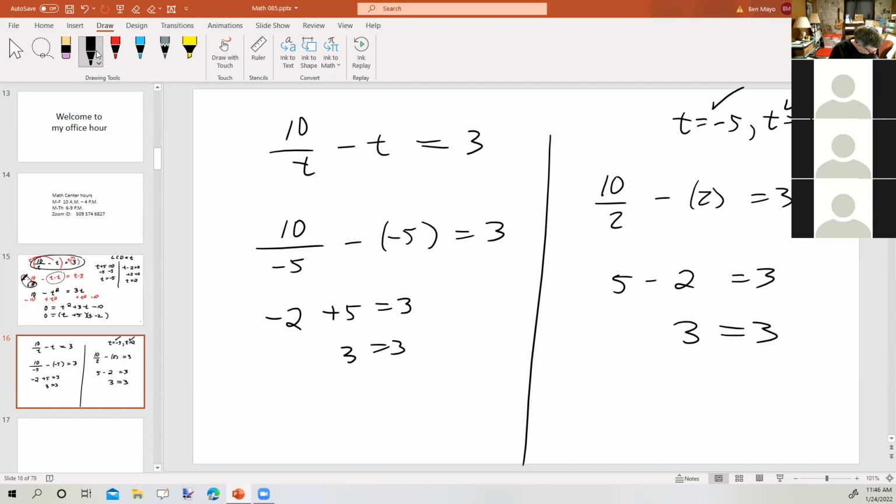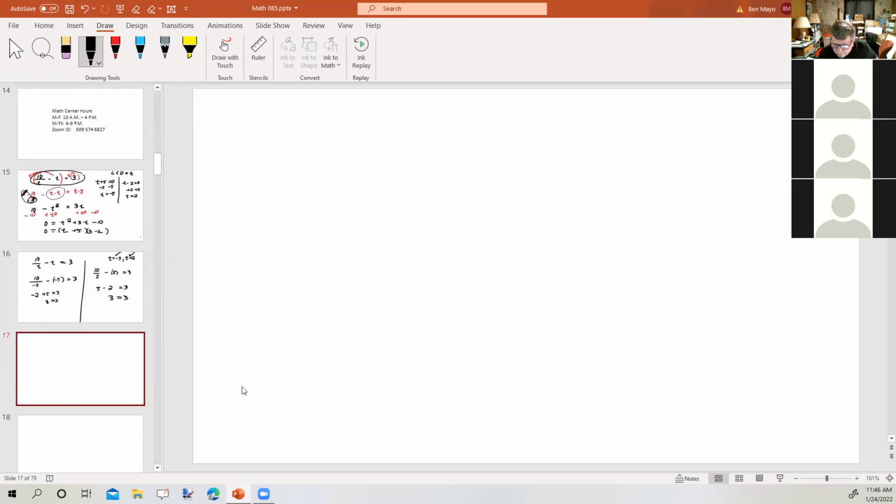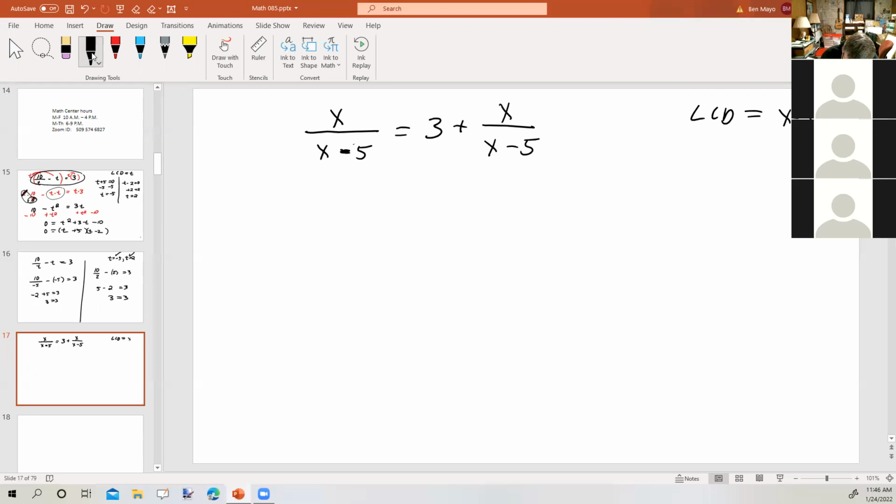All righty, how about this one? Okay, just a second here. Put that over there. We have x divided by x minus 5 equals 3 plus x divided by x minus 5. Okay, so what's the LCD? X minus 5. Correct, x minus 5.